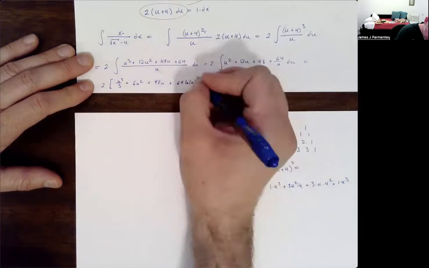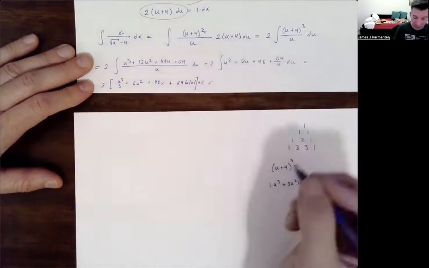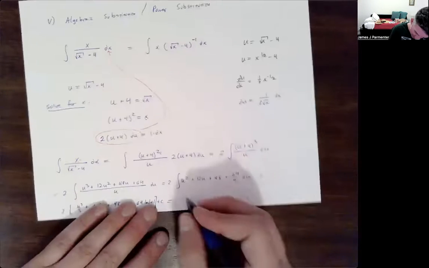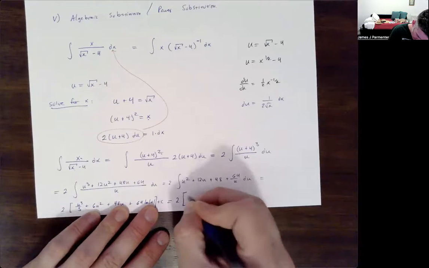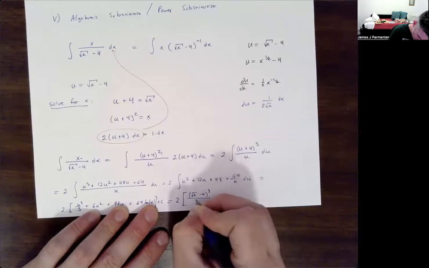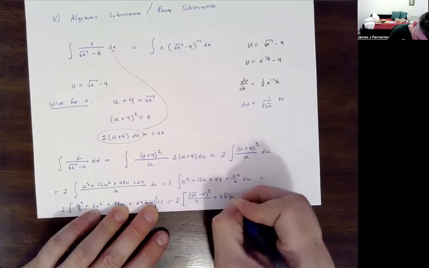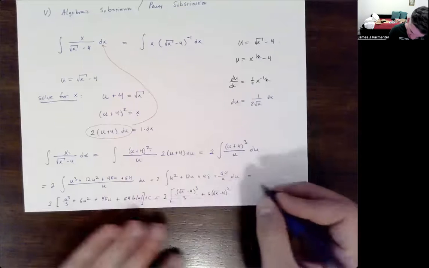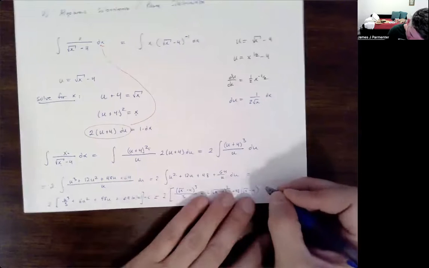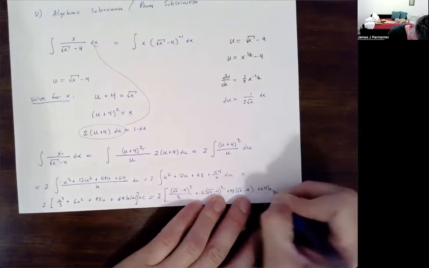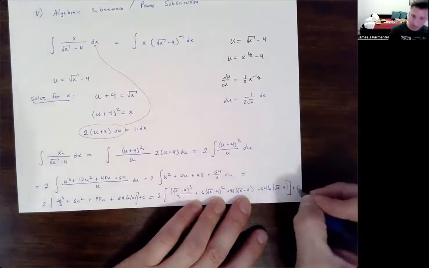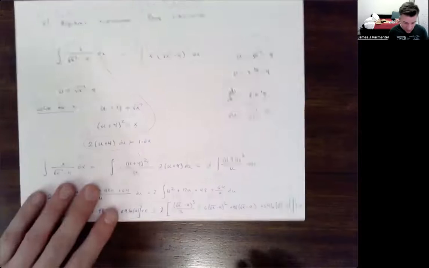plus C. And then finally plugging back in what u was equal to, which was the square root of x minus 4, it's going to be not pretty at all. You're going to get the square root of x minus 4 cubed over 3 plus 6 times the square root of x minus 4 squared plus 48 times the square root of x minus 4 plus 64 times the natural log of the absolute value of the square root of x minus 4, all that times 2 plus C. Whew. So that's the example.